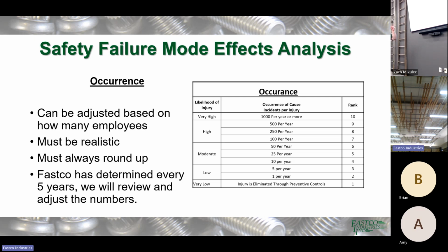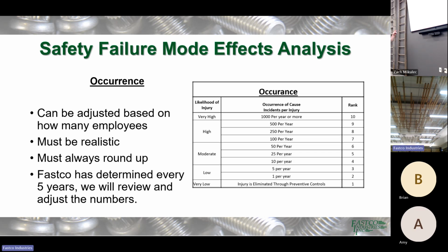You must always round up. So let's say in your industry you usually have 1 per year, and also you have another one. Now it's 2 per year. You have to go up to 5 per year. Your occurrence has to go to a 3. So you can never say, oh, it's still only 2, so we can still stay down at 1 or up to 2.